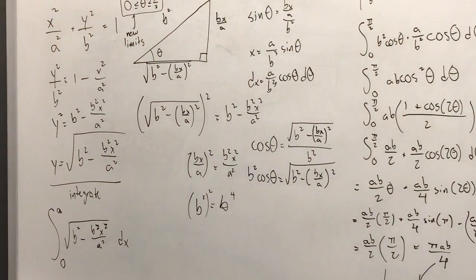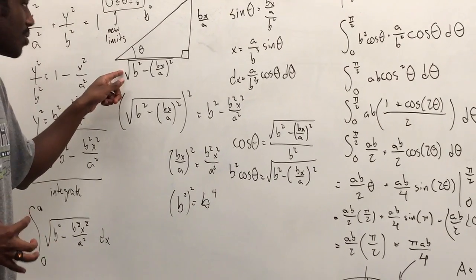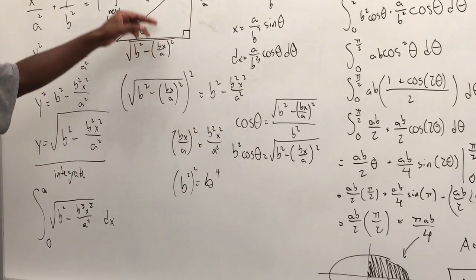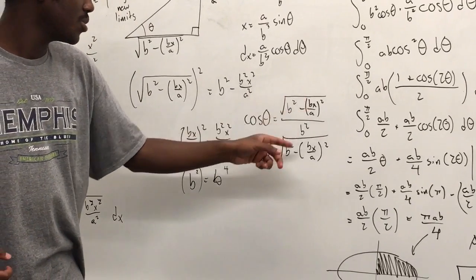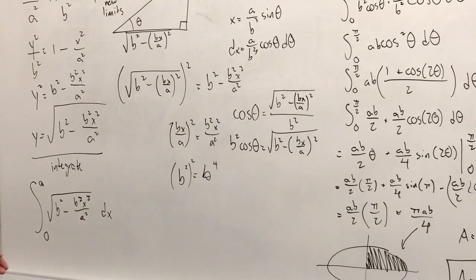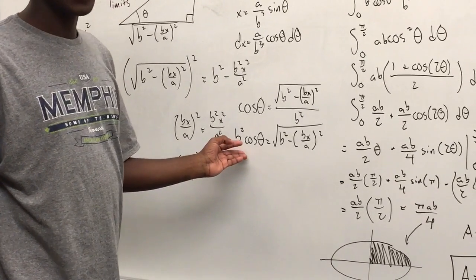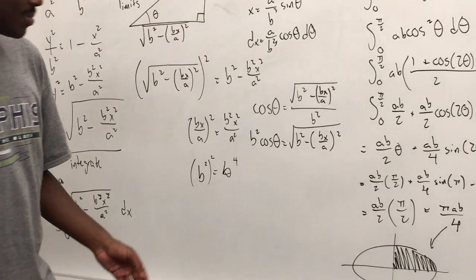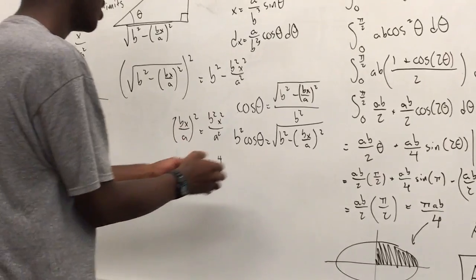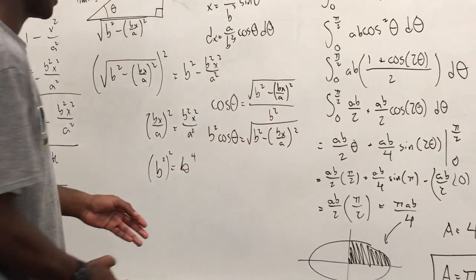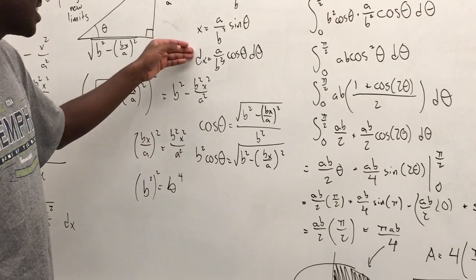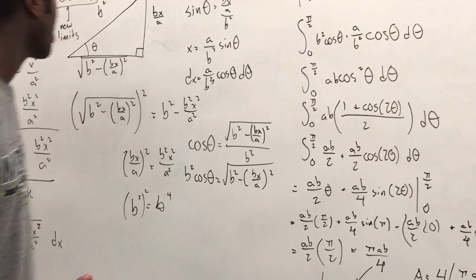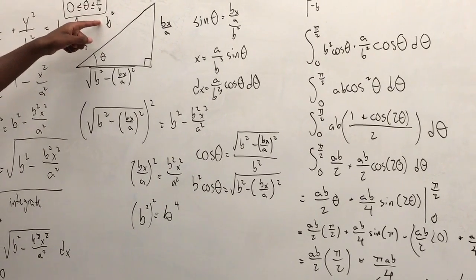Now the next thing you want to do is find what this equals. So we know that cosine theta is just the adjacent over the hypotenuse, so we get this square root over b squared, and when we multiply both sides by b squared, we get b squared cosine theta is equal to the square root of b squared minus bx over a squared. So now that we have our expression for this in terms of theta, and our x and dx in terms of theta, we can plug that back into our integral with new bounds of 0 to pi over 2.